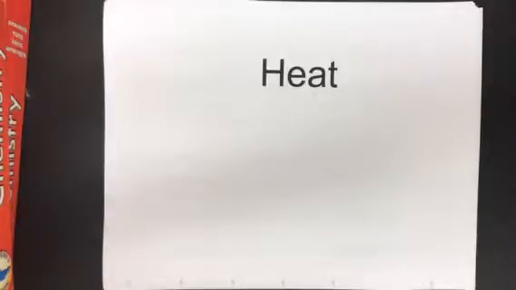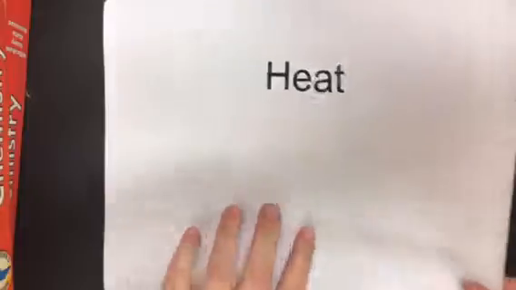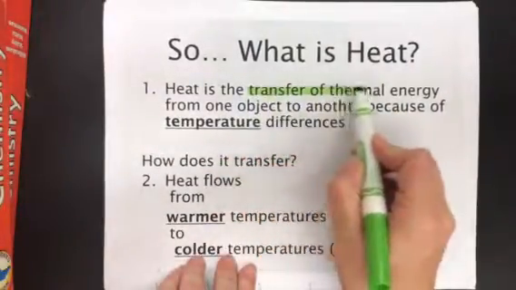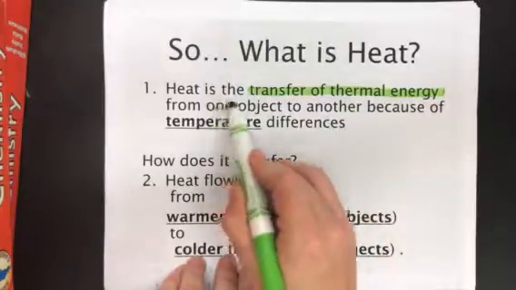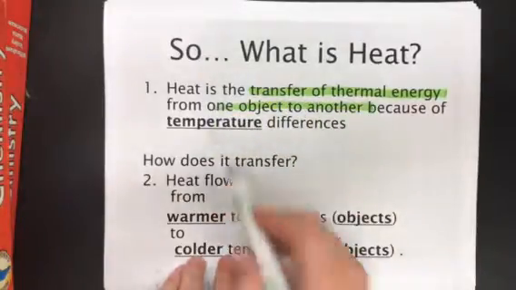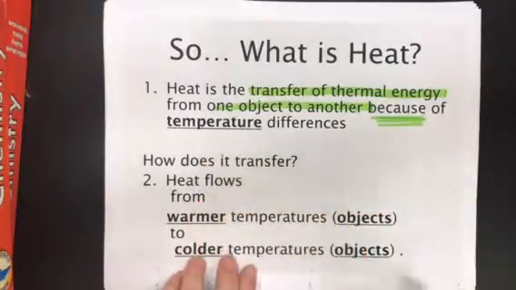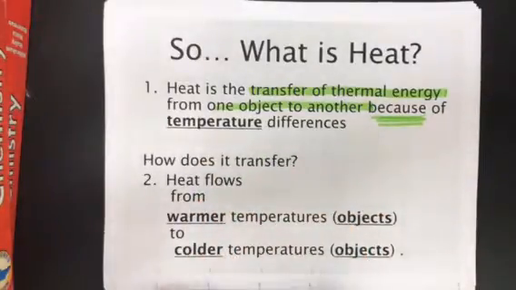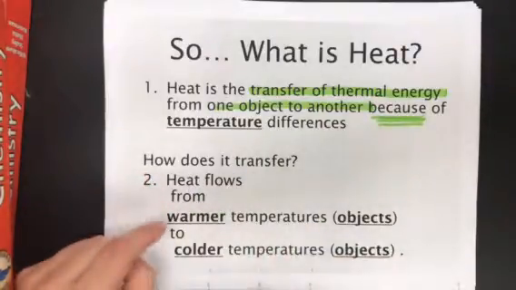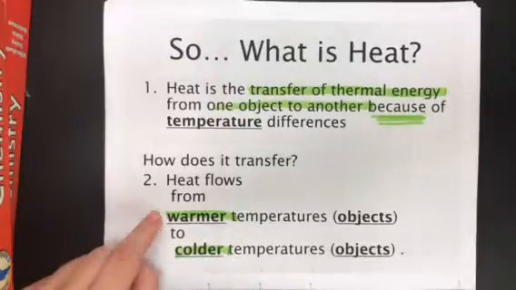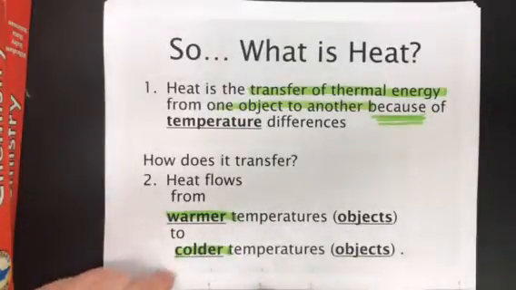So heat. First thing we need to talk about is what is it? So what is heat? Heat is the transfer of thermal energy from one object to another because of temperature differences. So how does it transfer? That's the next question. How does it transfer? It always goes from the warm temperature to the cold temperature. So it always goes from the warm object to the cold object.